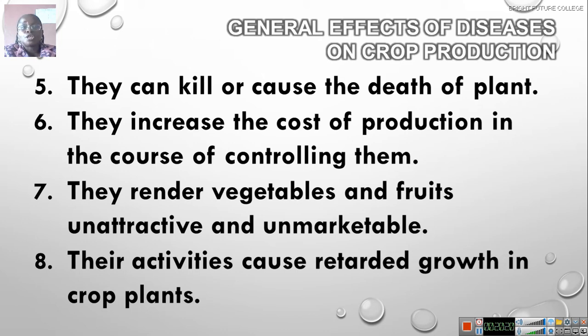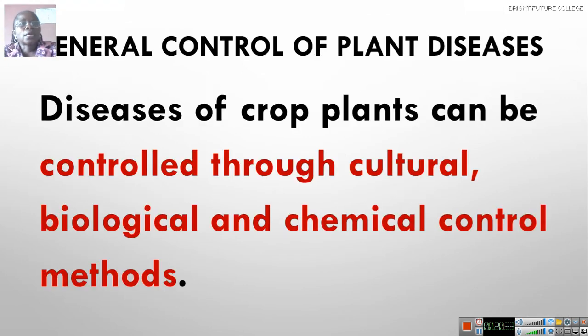Those are the general effects of diseases, be it fungal diseases, viral diseases, bacterial diseases, and even nematode diseases. Now let's look at the general control of these crop diseases or plant diseases. We have 3 methods or measures of controlling diseases. Diseases of crop plants can be controlled through cultural methods, biological methods, and chemical control measures.